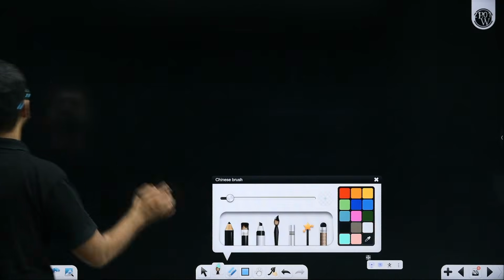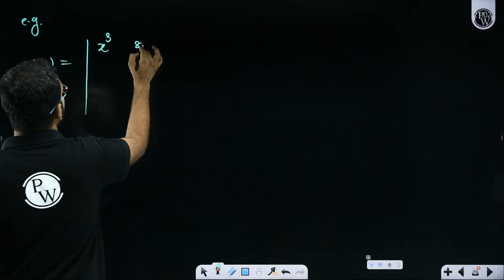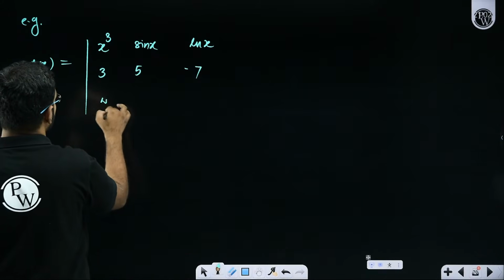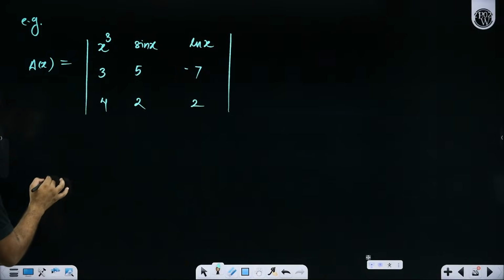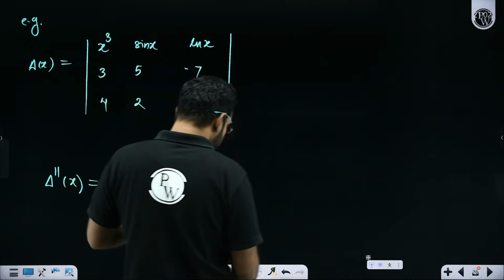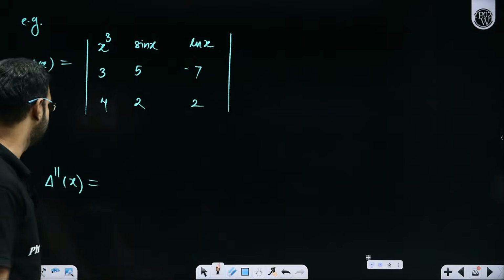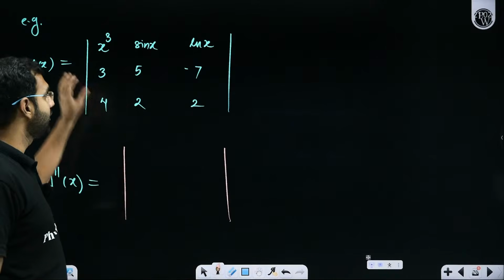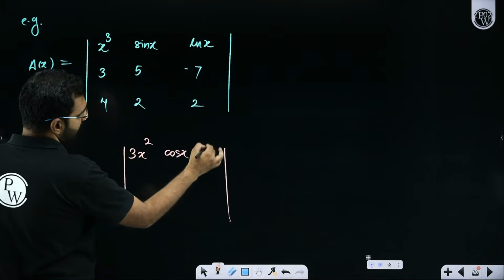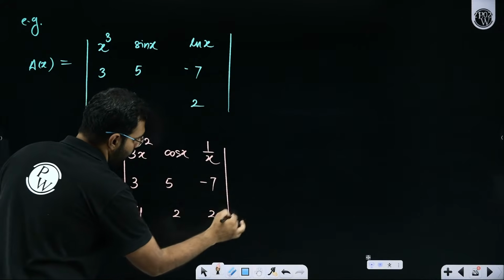Let's do it here. Let's say I'm given delta x as x cube, sin x, and let's say ln of x; this is 3, 5, minus 7, and this is 4, 2, 2. And then you are asked to figure out delta double dash x, I mean second derivative. So one of the methods is you expand this determinant, you know how to expand it, and find its derivative. The second method is you can differentiate it either row-wise or column-wise. I'm preferably choosing row-wise. So row-wise, if you differentiate it, what you'll do is differentiate first row, keep other two rows intact. So first row 3x square, cos x and 1 upon x. Other two rows intact. So 3, 5, minus 7, 4, 2, 2, plus.